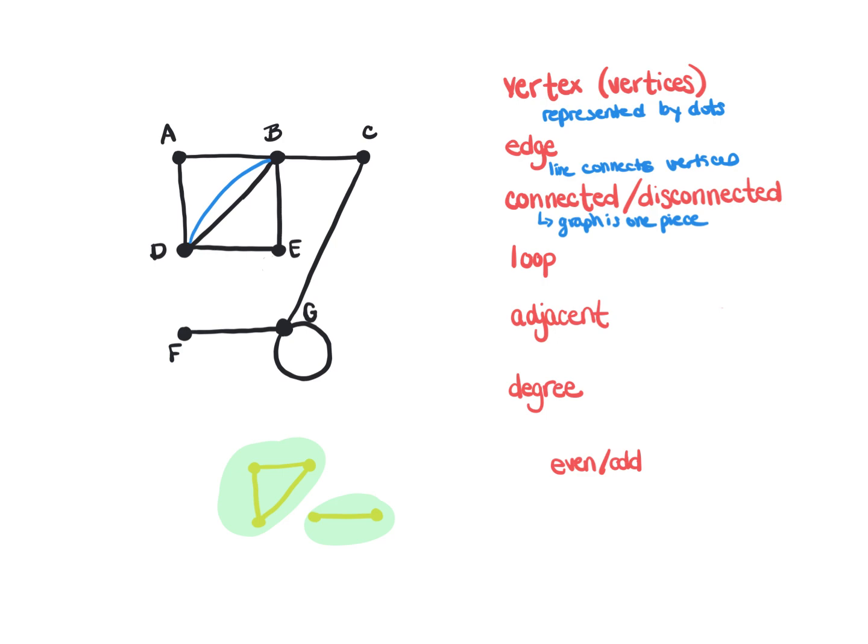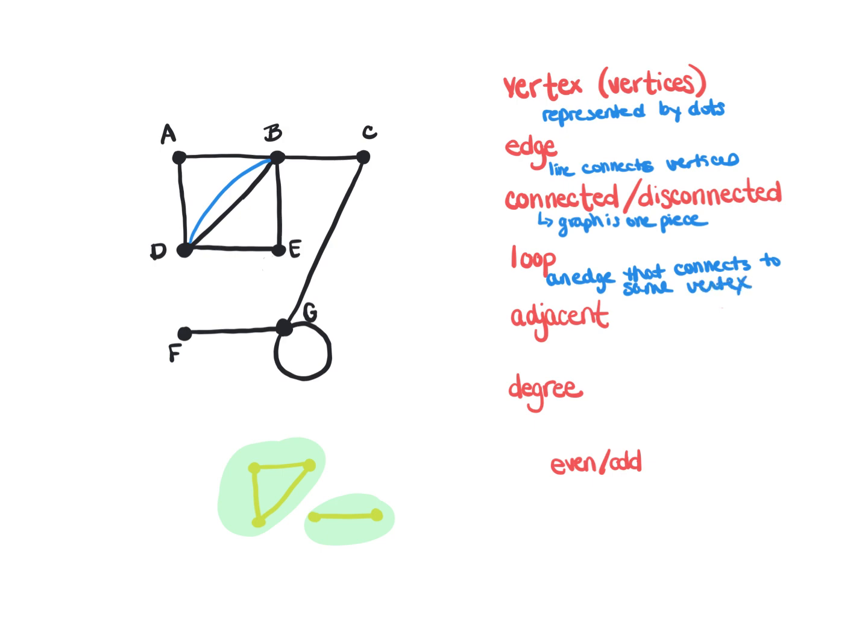A loop is this circle right here that goes around at G. Okay, so it is an edge that connects to the same vertex. So you just literally go around the way.